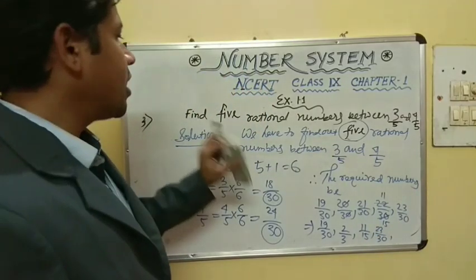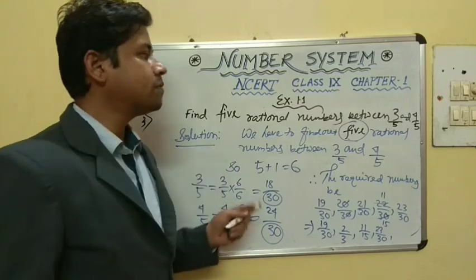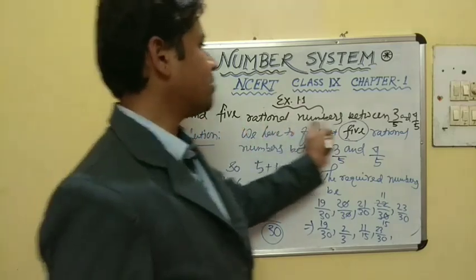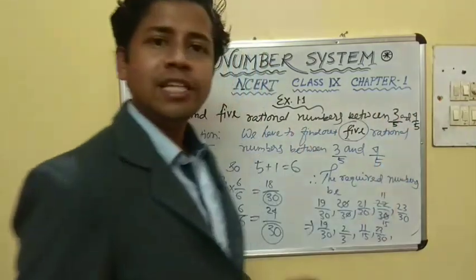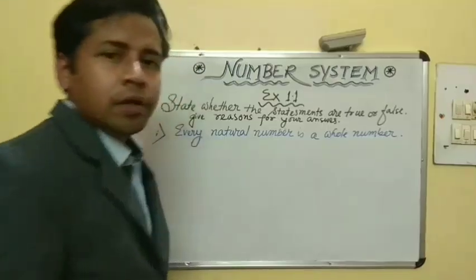So it's clear to you how to find the 5 rational numbers between 3 by 5 and 4 by 5. It's clear? I think it's clear.